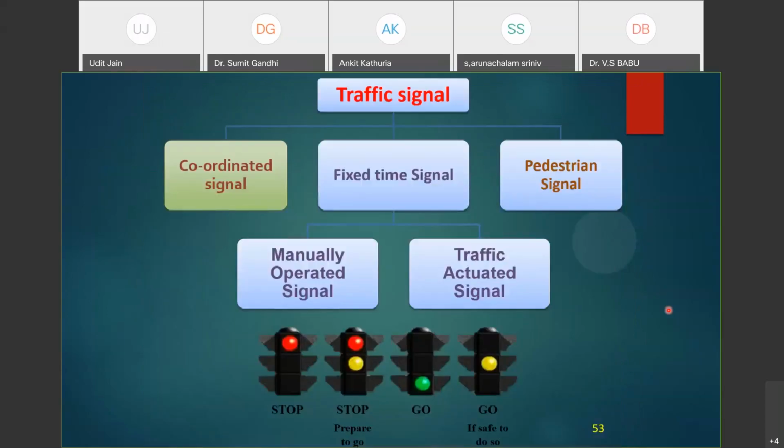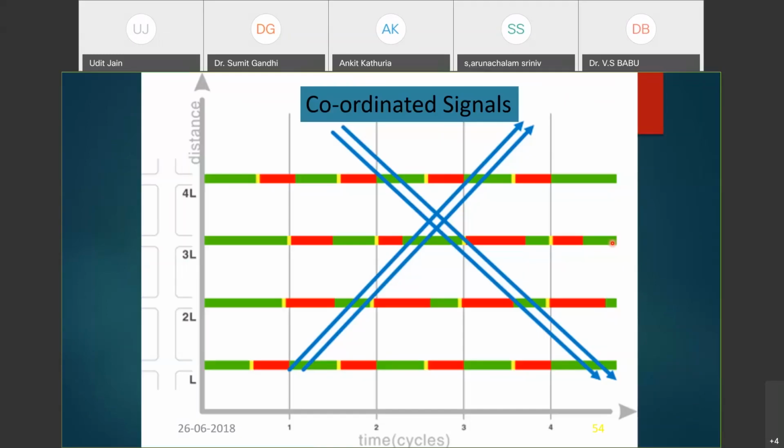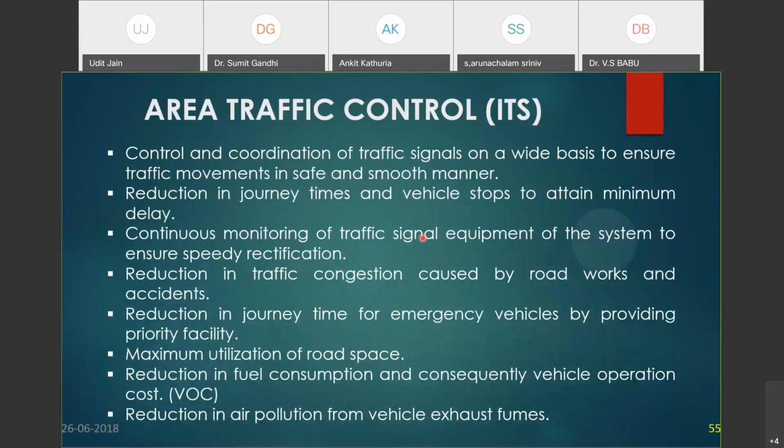Traffic signals again are of various types. We all know about the fixed signals. Other than that, there are coordinated signals and pedestrian signals. So a coordinated signal basically means that if there are 7-8 intersections which have a traffic signal in a straight line, we design it in such a way that if you enter the green phase at the first intersection, then you will keep entering the green phase at the second, third, fourth, and consecutive intersections. This is also known as area traffic control or integration of ITS into intersection design.